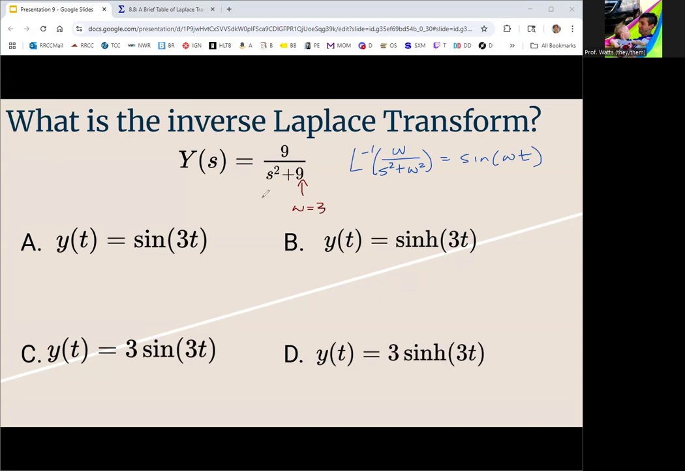So we would need to think of writing that 9 as 3 times 3. We can keep one factor of 3 there, and have one factor of 3 brought out front. Then when we take the inverse Laplace transform of 3 over s squared plus 3 squared, we do get sine of 3t. And then that extra 3 can be brought out to give us our final result. Answer choice C.